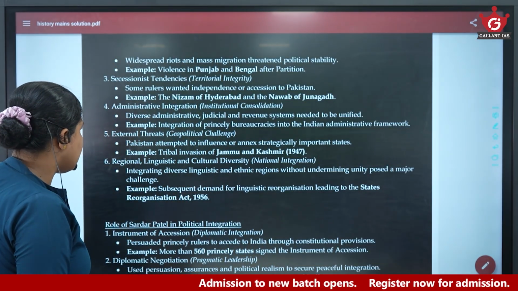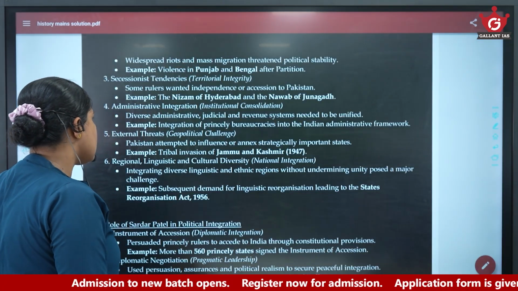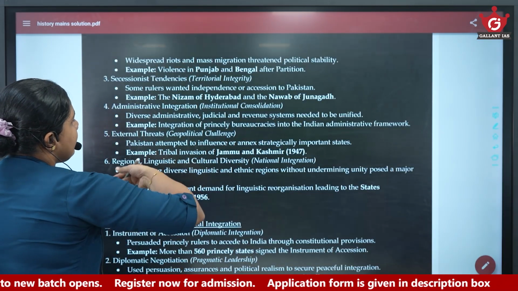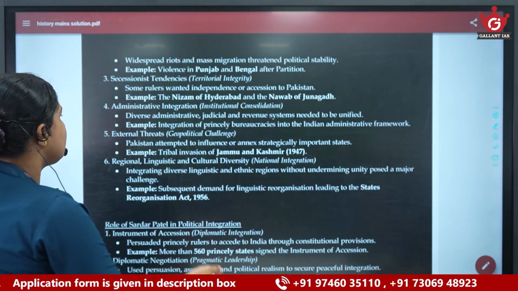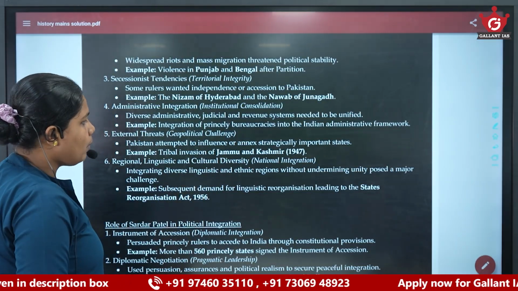Next is the external threats. Okay, the word geopolitical challenges. Even Pakistan's attempts on India can be mentioned. You can talk about the tribal invasions of Jammu Kashmir. You can talk about it.